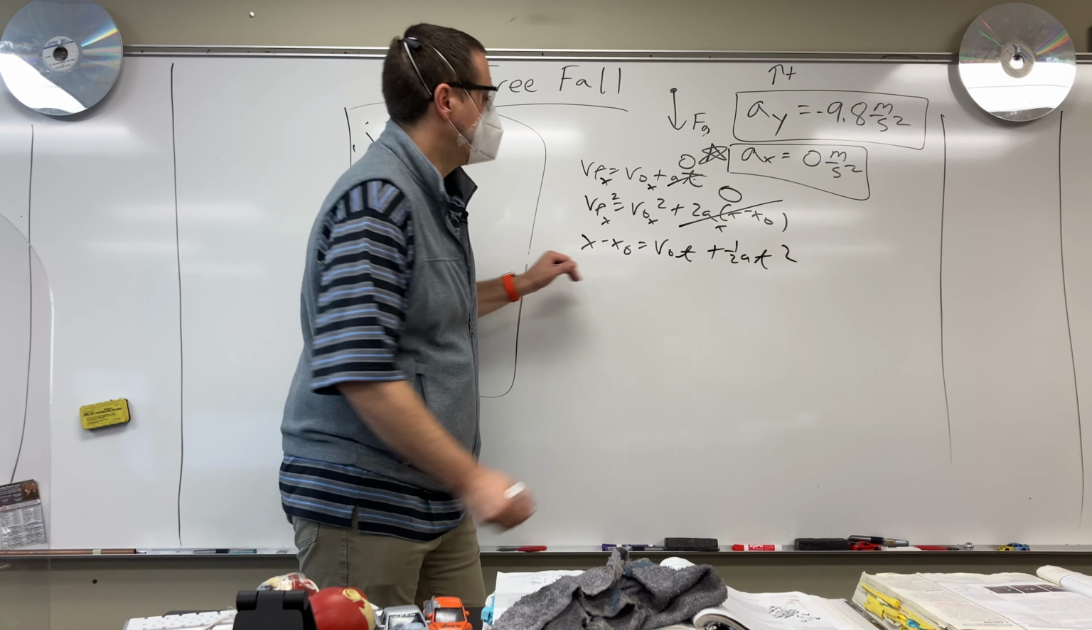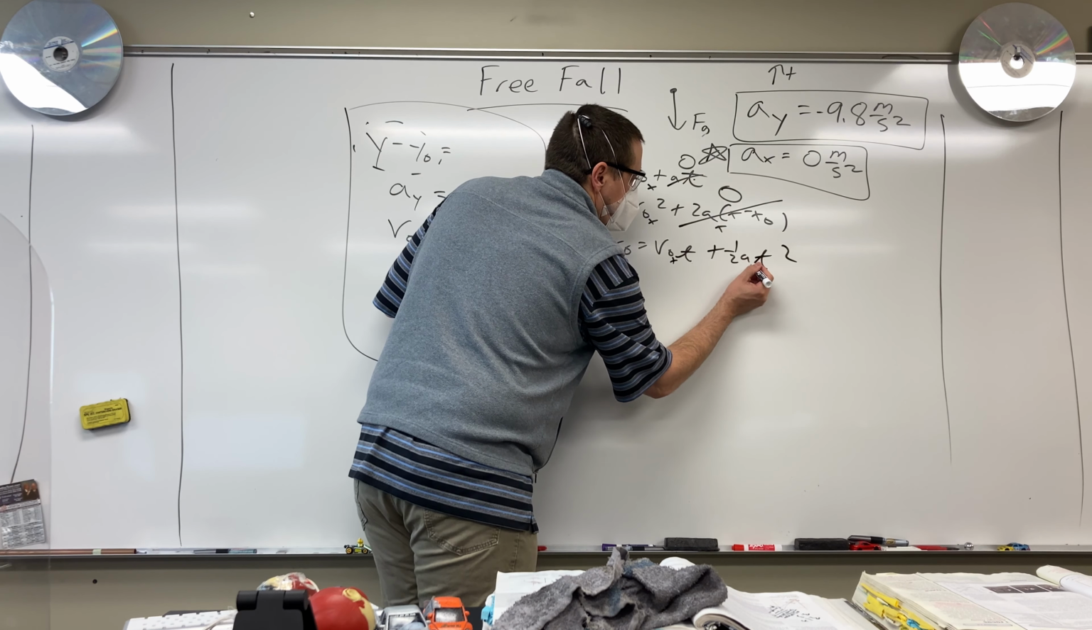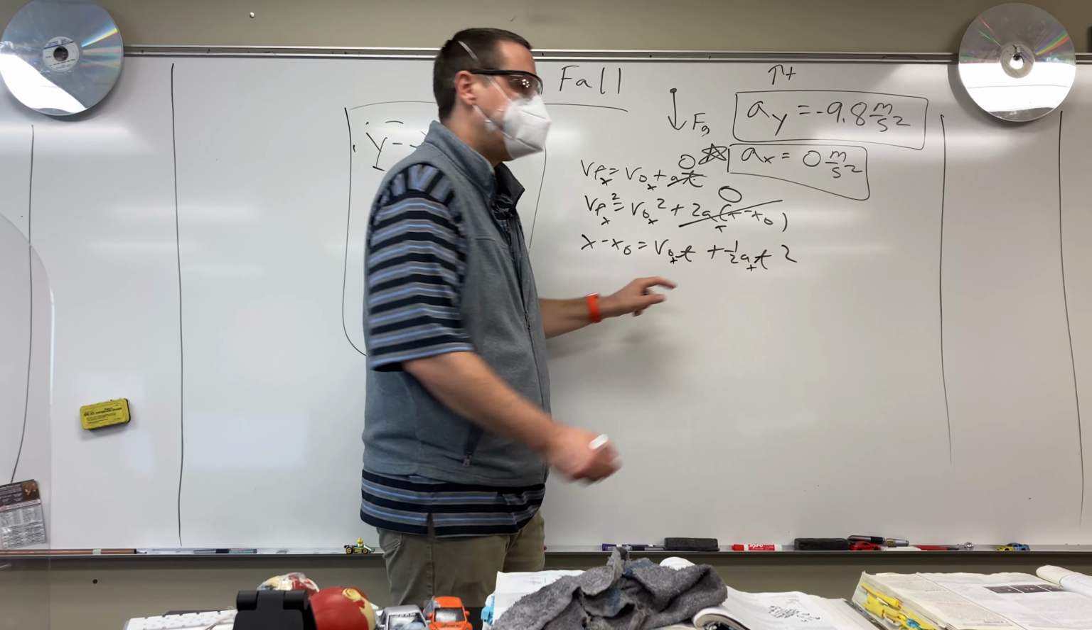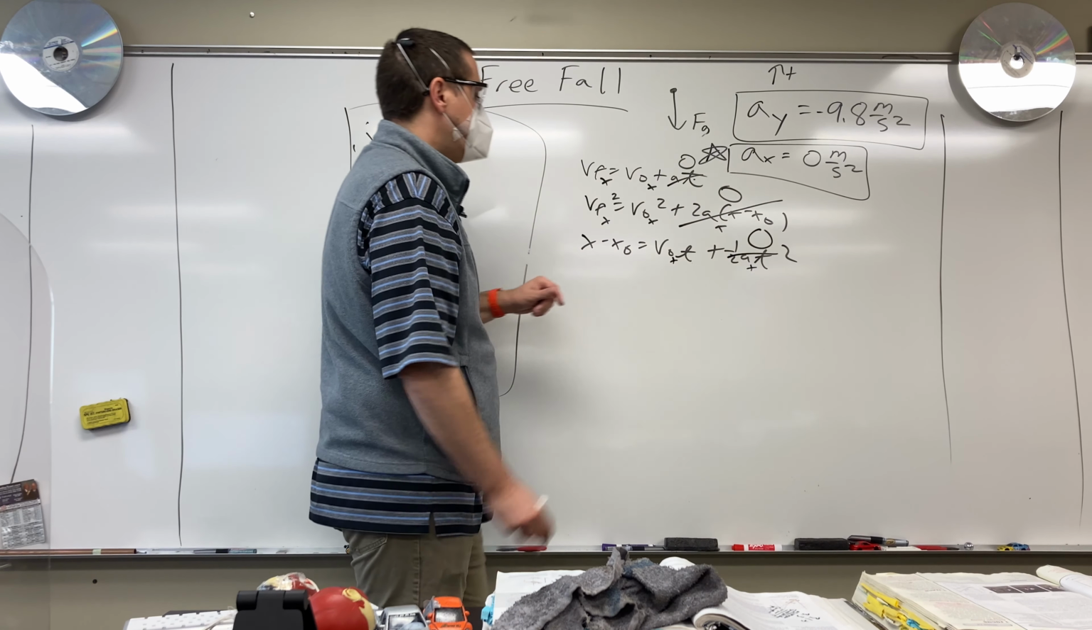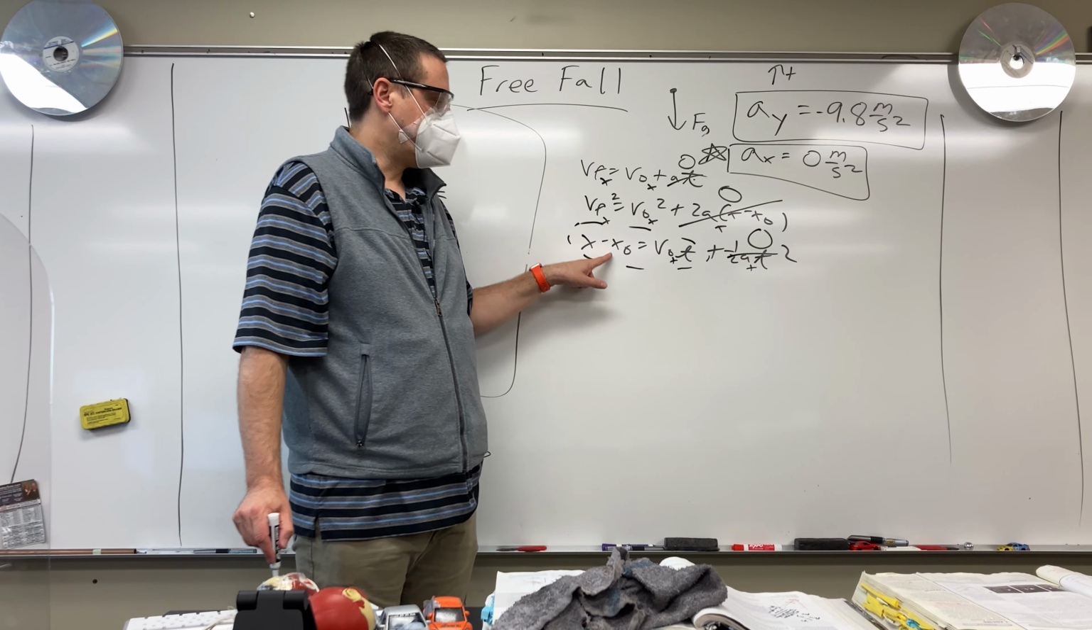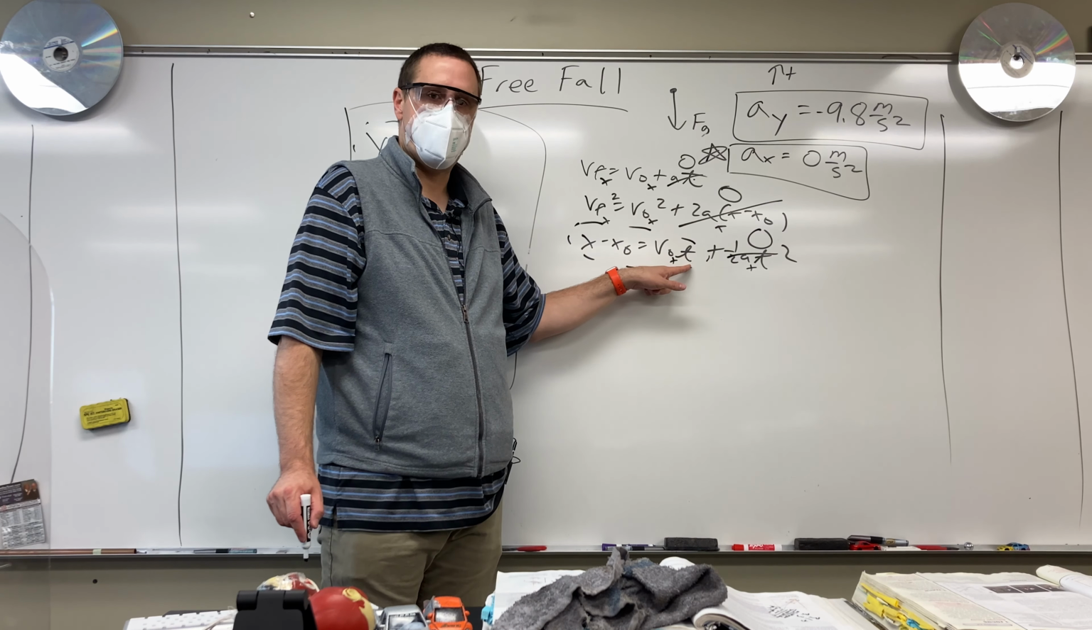x minus x naught equals v naught x times t plus 1/2 a t squared. Our acceleration is 0, so 0 times all of this stuff will just give us 0. And we're left with the one equation that we really need when our acceleration is 0. And that is that displacement equals velocity times time.